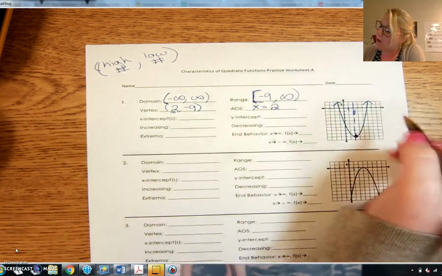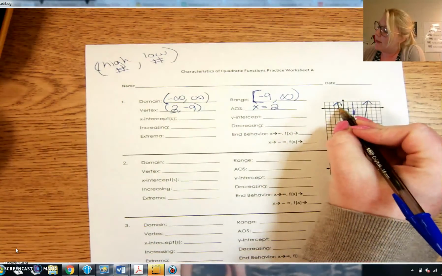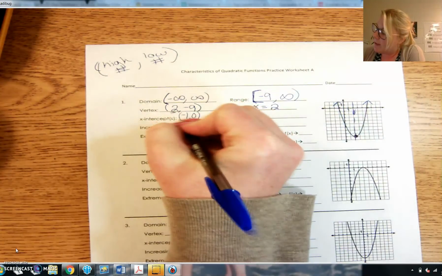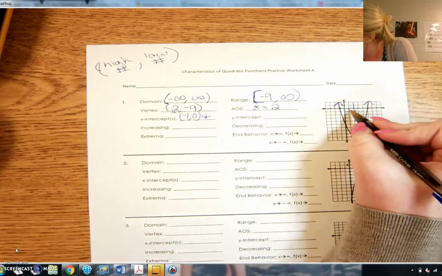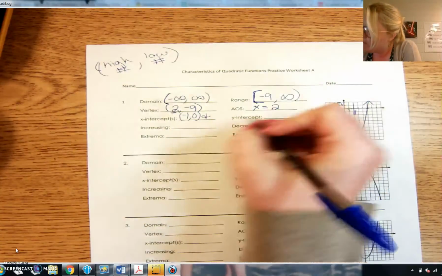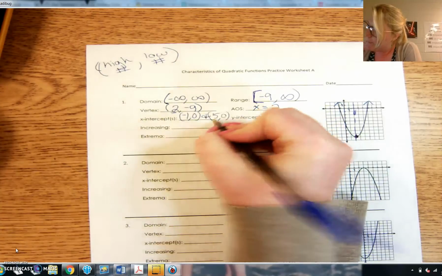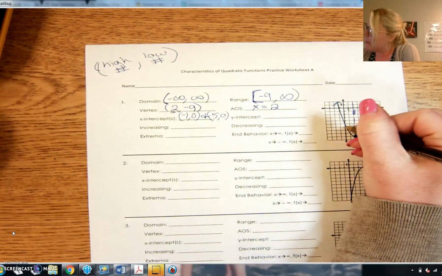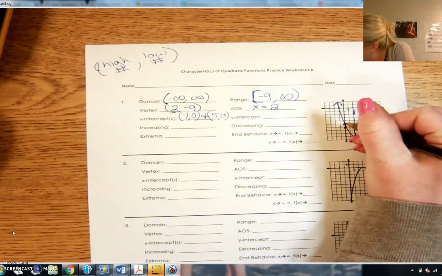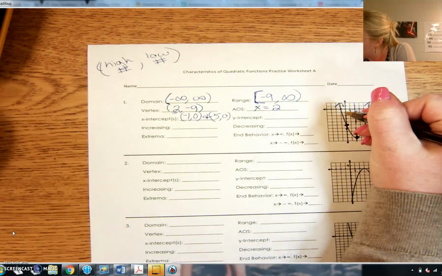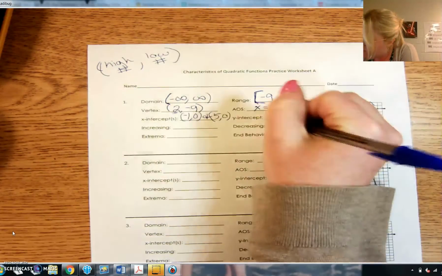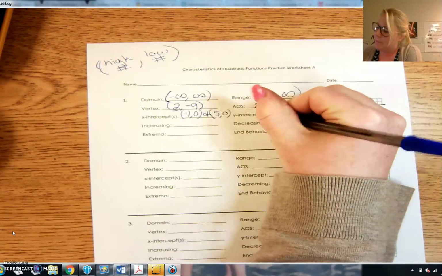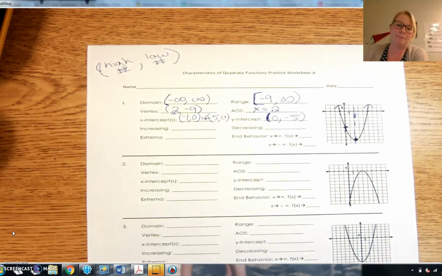My x-intercepts is where I'm crossing my x-axis. I cross here, and I cross here. This is negative 1, 0, and 5, 0. Right? My y-intercept, right here, which is 0, negative 1, 2, 3, 4, 5. So 0, negative 5 is my y-intercept. Okay? So that's how I find my intercepts.